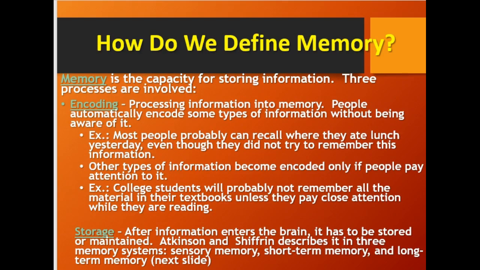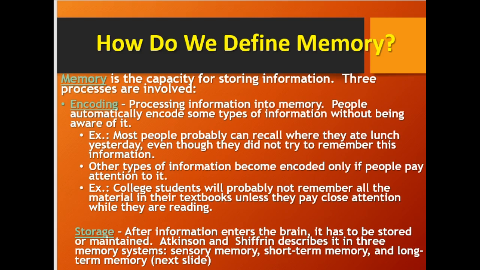How is memory defined? Well, it is our ability to store information. And there are three processes involved in memory. First, there's encoding, which is getting information into our memory system. Automatically, you take in information, and sometimes without being aware of it. For example, you probably can remember where you ate lunch yesterday, or even what you ate for lunch, even though you didn't try to remember this information.